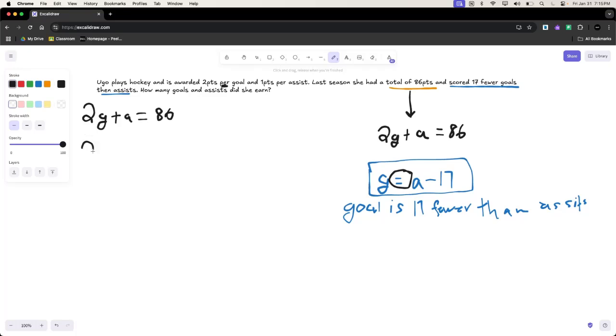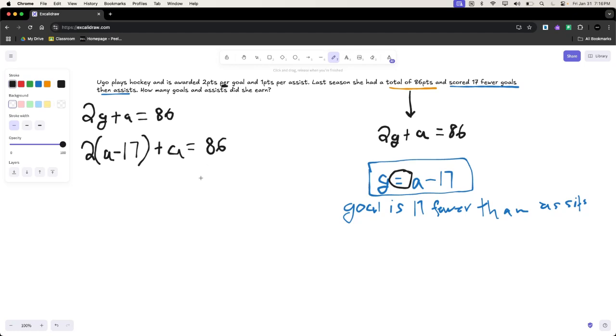So we're going to say 2, and then we're going to put parentheses, and the reason why I'm putting parentheses is because we're treating this expression as one unit, right? We're treating it as one entity, or one thing, whatever helps you understand it better. And then we're going to add the A minus 17, and then we're going to add that with another A, which just comes from the previous expression, and then that's going to equal 86.